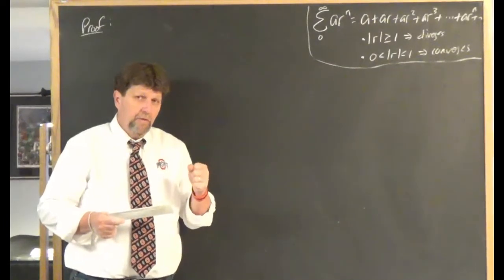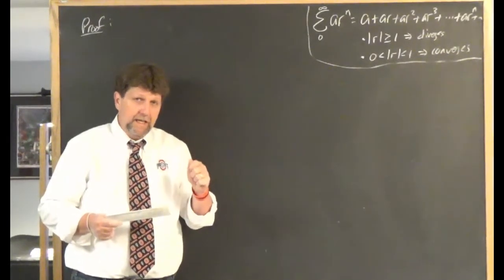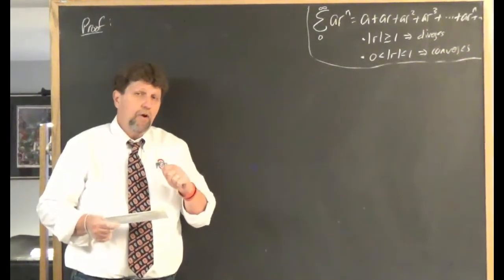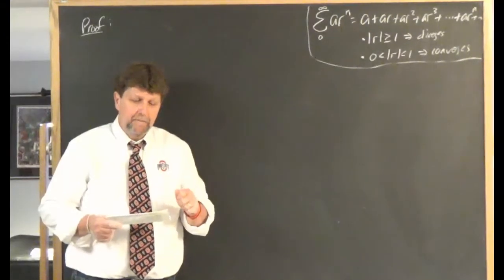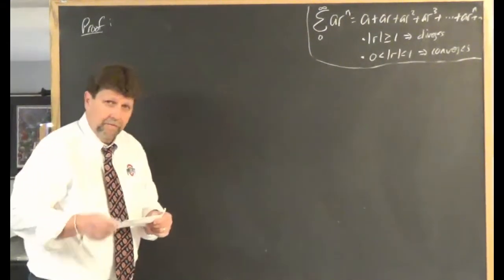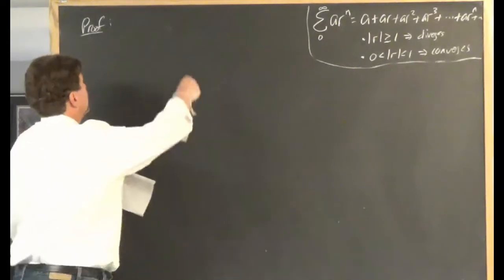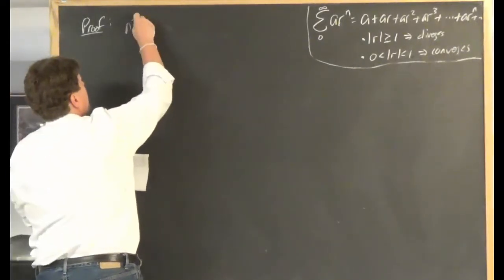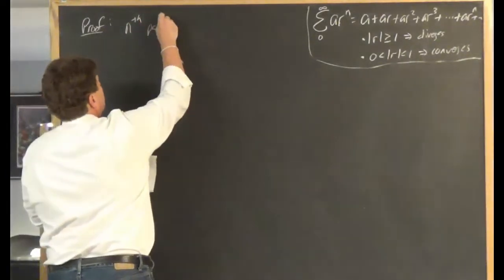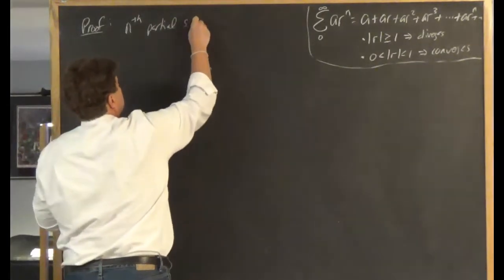In fact, we know the formula. It was in the theorem. S equals A over 1 minus r. So let's work through the proof. The proof is going to start off by looking at the nth partial sum.